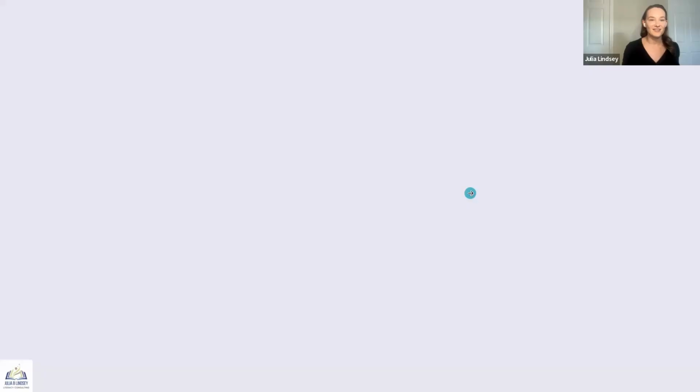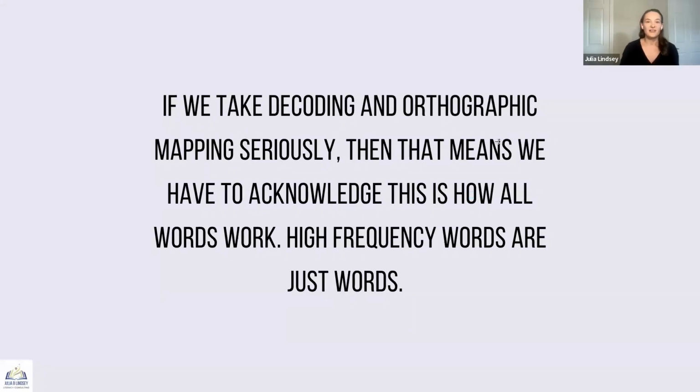So let's find out. So the main takeaway from our conversation today around high frequency words, I hope, is going to be this. If we take decoding and orthographic mapping seriously, then we have to understand that this is how all words work. High frequency words are just words. There's nothing in particular about them that makes them different in terms of their spelling compared to all other words.